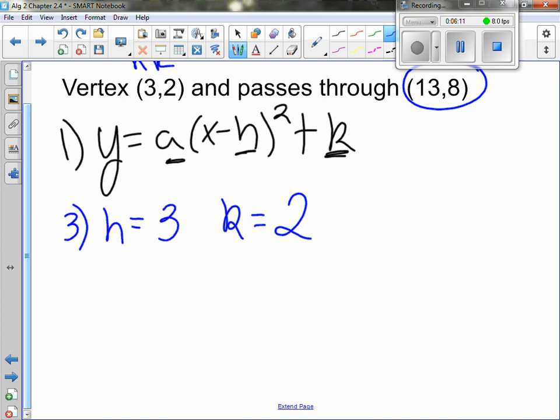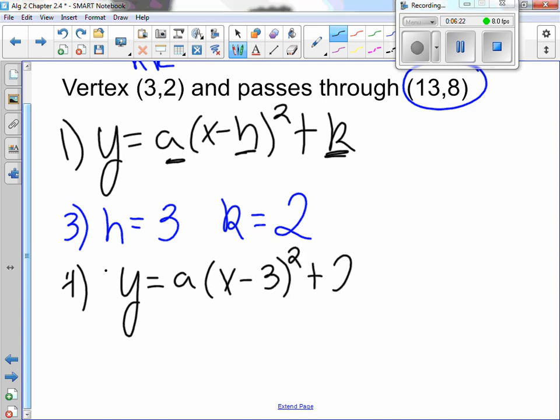So let's plug in what we know. So this is kind of step 4. I don't know what A is, but I know H is 3 and K is 2, yes? Because that's what it told us. The vertex told us H and K.